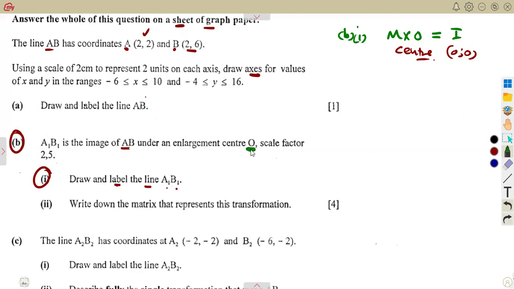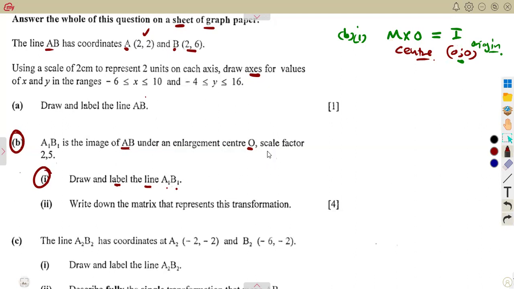So the center is 0, that is all, the center is about the origin. That's the origin in this case, which is (0, 0). So if the center is the origin, this concept is just going to be used directly: matrix times object is image.